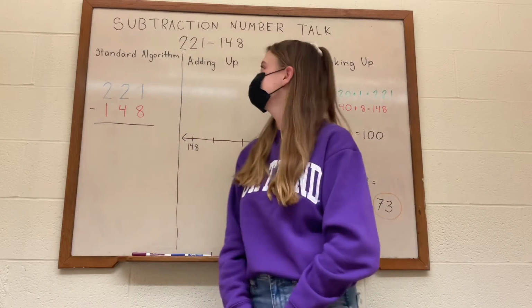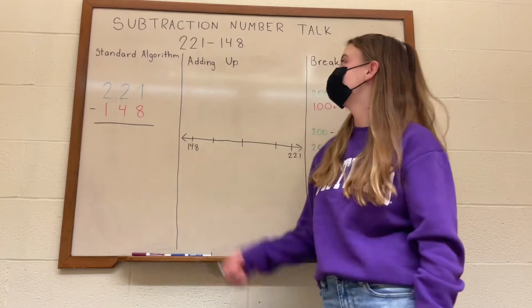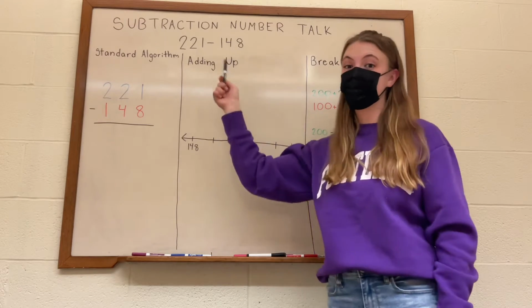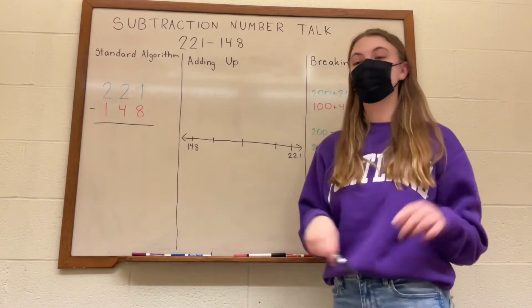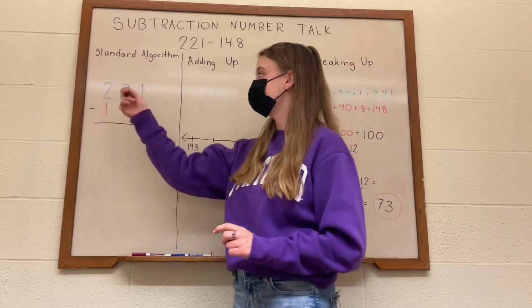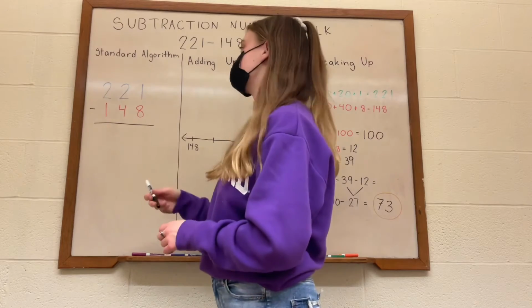All right, we are going to be subtracting the number 148 from 221 using three different methods. So the first method is the standard algorithm. To start, you just write the two numbers on top of each other and then subtract from there.